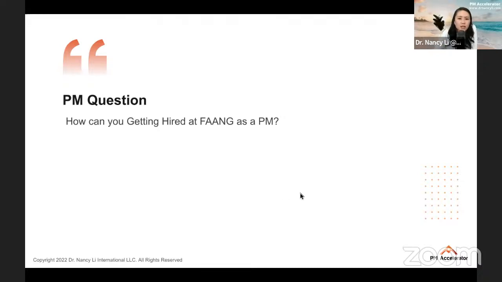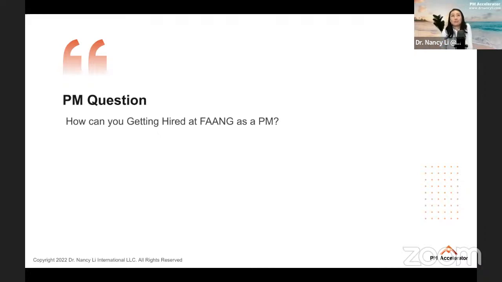How can you get hired at a FAANG company as a PM? Okay, this is a very long tail question. Let me see if I can summarize in 3 steps. So in PM Accelerator, we have the most FAANG offers ever compared with any other program. In May, we had 20 offers, 5 of those came from FAANG companies, 5 out of 20, which is 25% of our offers. So we know exactly how to get hired at a FAANG company.